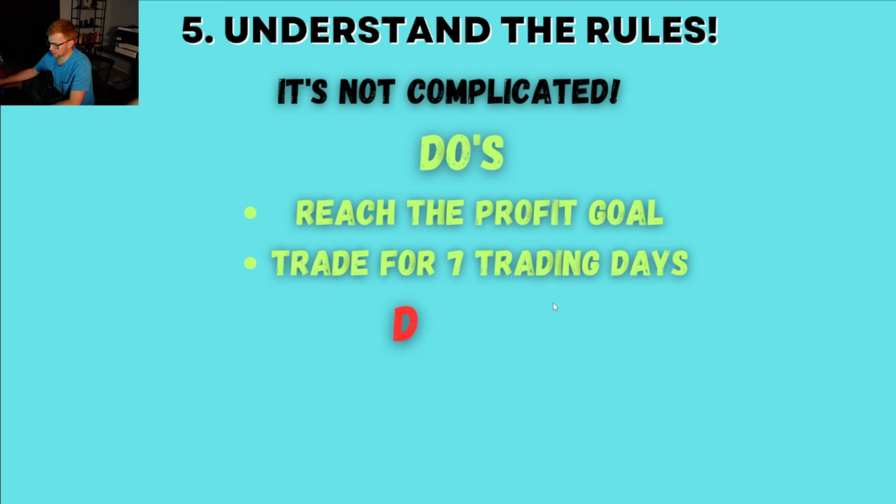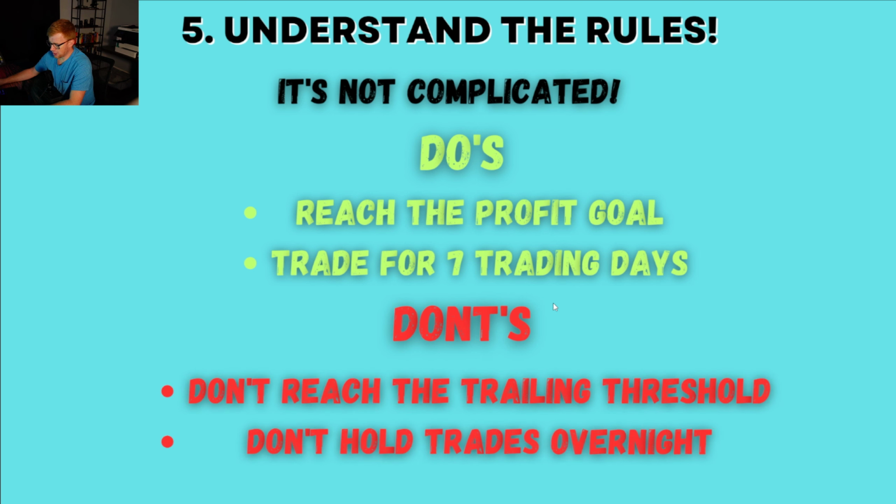Okay, don'ts. So the don'ts are: don't reach the trailing threshold. That's the big one. For example, the $50,000 account has a $2,500 trailing threshold. That really is the most important thing. Just don't reach that trailing threshold.